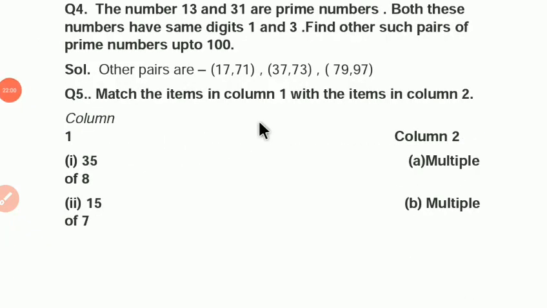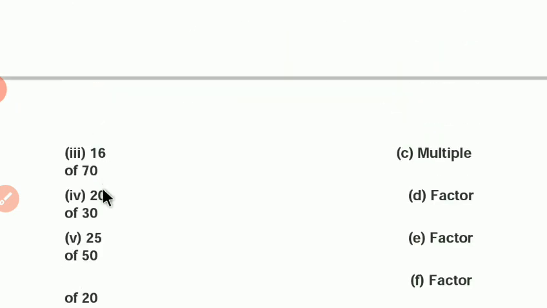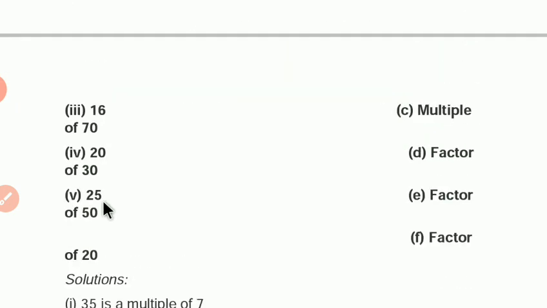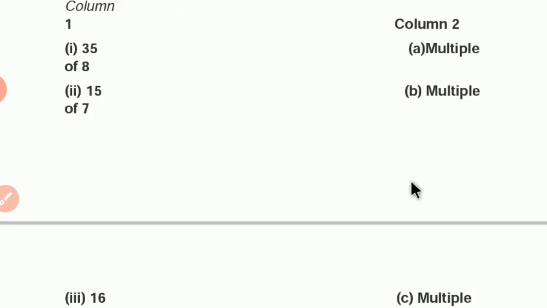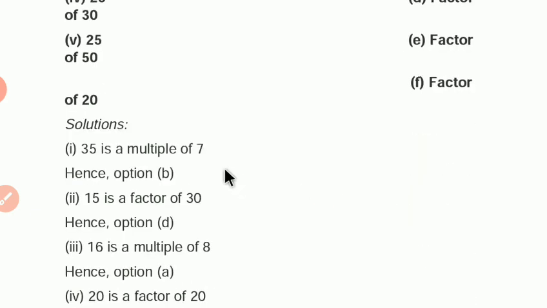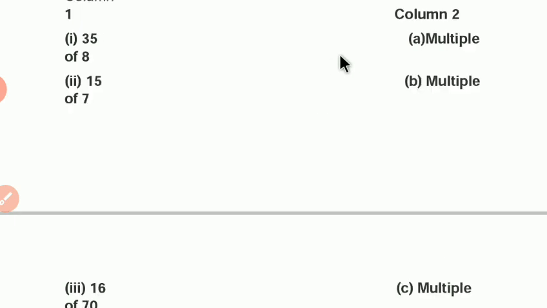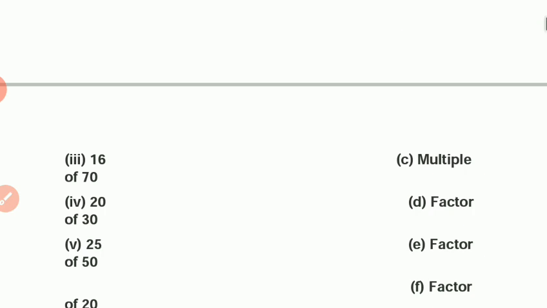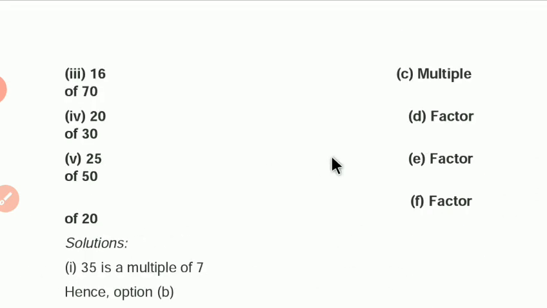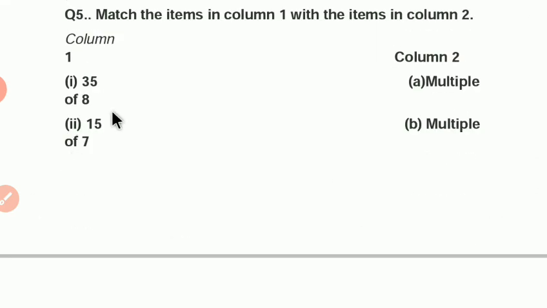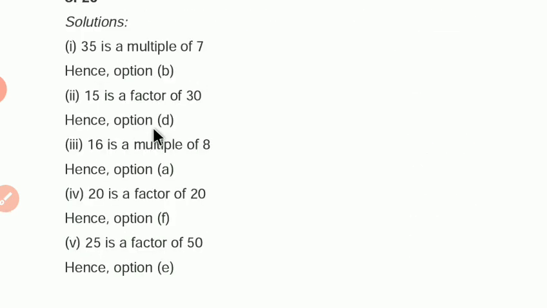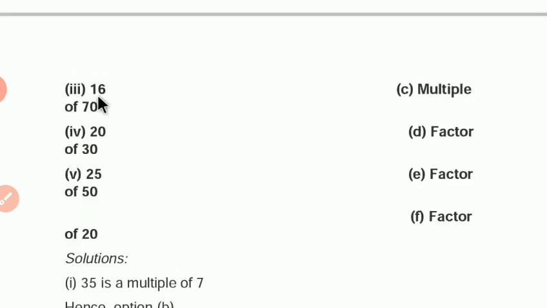Now we'll see the last question in which we have to match the items. So 35, 15, 16, 20, 25 and we have to match the columns here. You can see the different options given: multiple of 8, multiple of 7, multiple of 70, factor of 30, factor of 50 and factor of 20. Out of this, for 35 the answer will be multiple of 7, means option B. Multiple of 7 means 7 5s are 35.